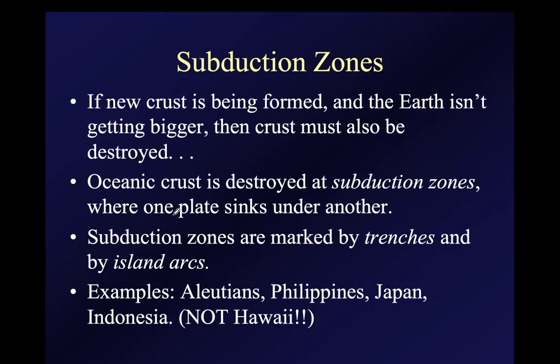You can always tell a subduction zone because it's marked by a deep sea trench. A mid-oceanic ridge is like an underwater mountain range, but at subduction zones, you get trenches. And running parallel to the trenches, you get zones of volcanoes that are called island arcs. Examples of island arcs would be the Aleutian Islands, the Philippine Islands, Japan, most of Indonesia. Hawaii is not an island arc because it's not formed by subduction.